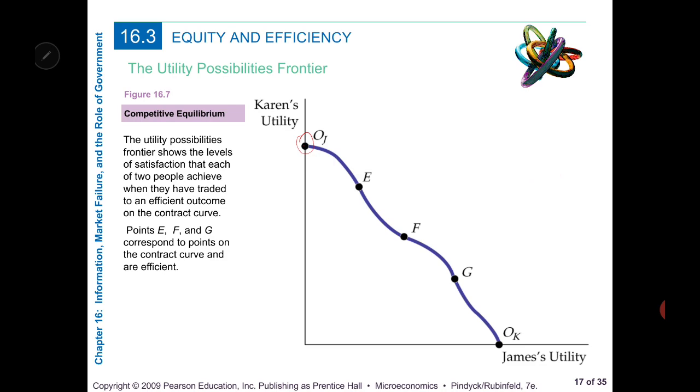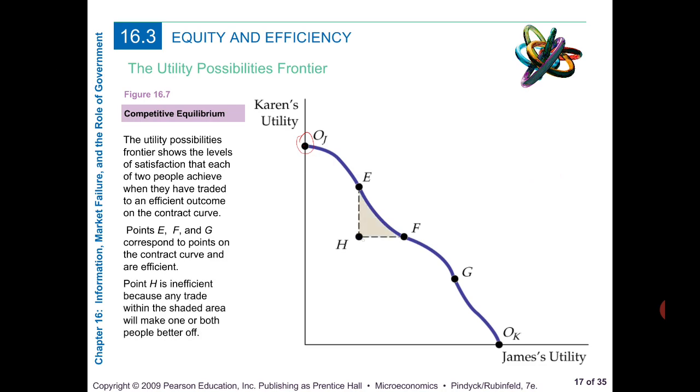If we have a point that is below the utility frontier, such as H, it will be inefficient, because any trade within the shaded area will make one or both people better off. So if you choose this point, James could have gotten more utility, or Karen could have gotten more utility. So it is not efficient.